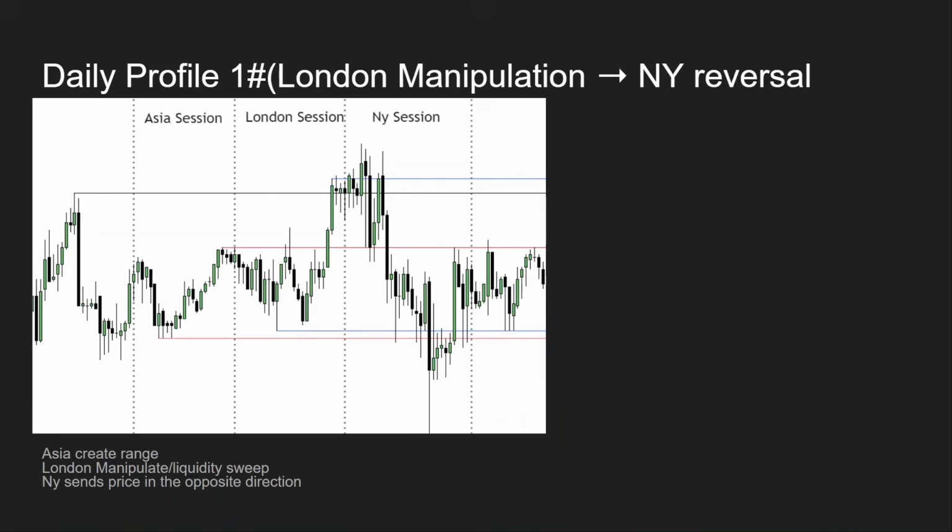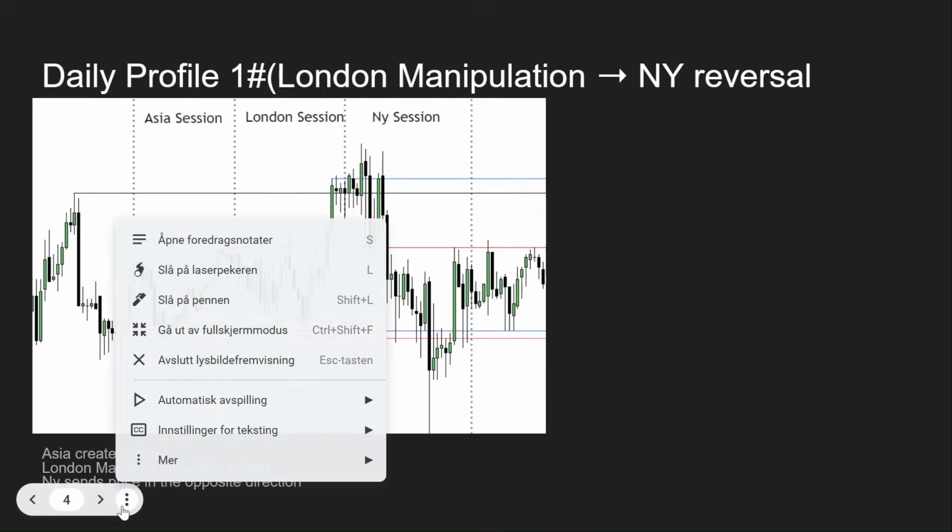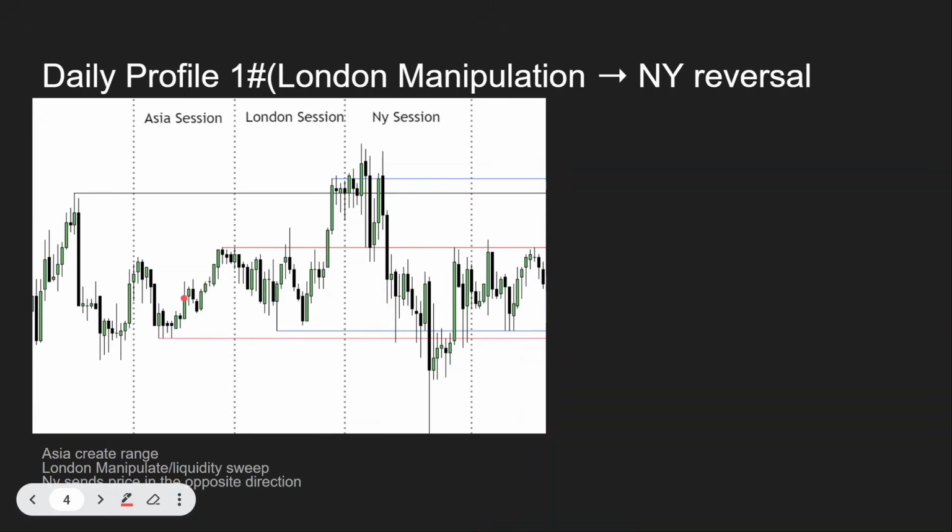So we can start off going into the first daily profile right here: London manipulation and then New York reversal. Here you can see I have marked out some sessions. We have Asia session here, London here, and New York session here.